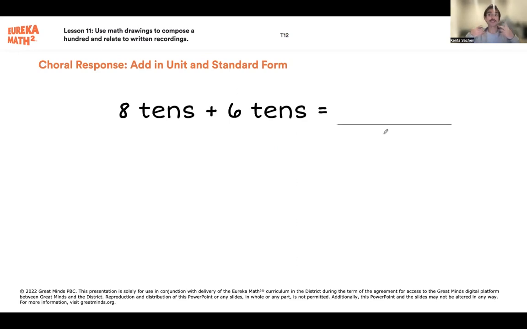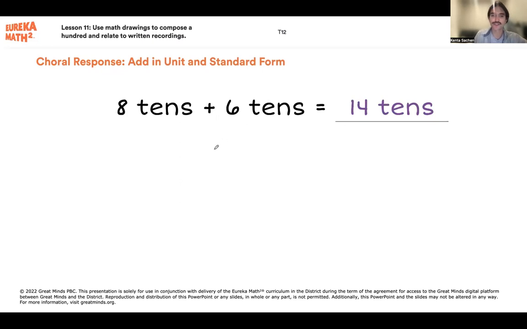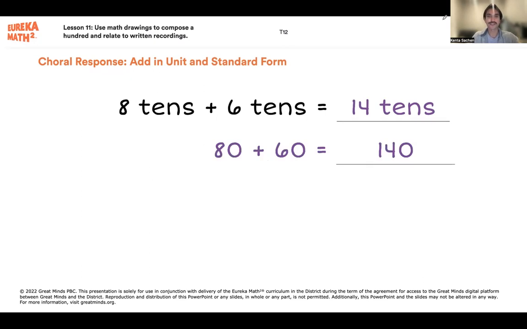8 tens plus 6 tens this time. 8 plus 6. What do we get when we add 8 plus 6, or 8 tens plus 6 tens? Liam? 14. Very good. 14 tens. We can also say that 80 plus 60 is equal to, what is it? What do we get? Say it out loud. Yep. 140. Very good.